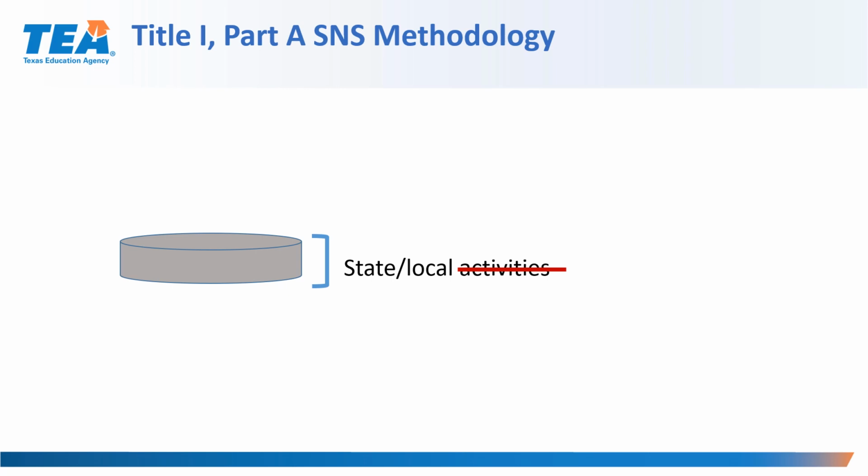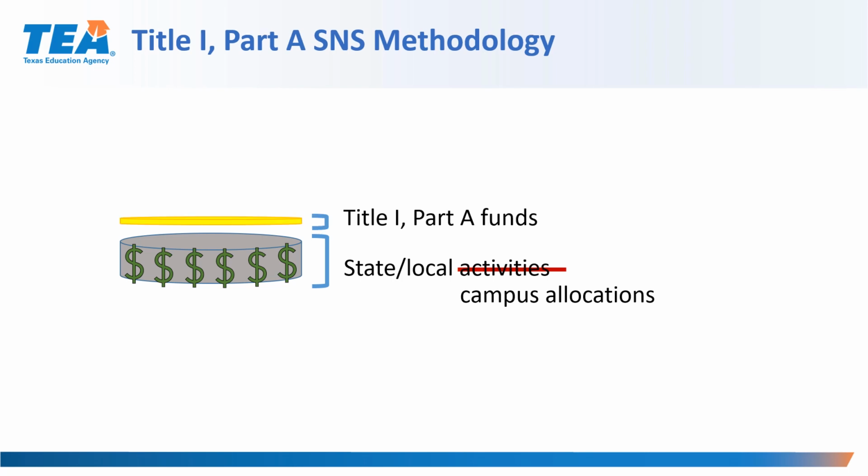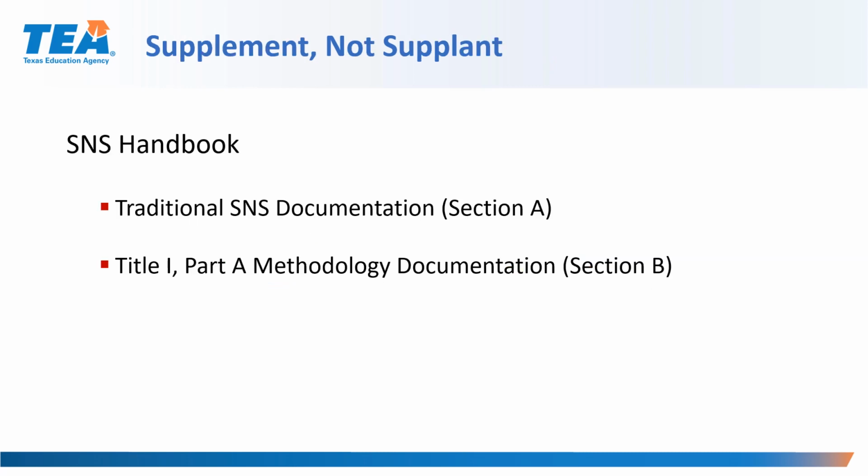For Title I Part A and Title I School Improvement, once the LEA has documented how it allocates its state and local funds to campuses, any Title I Part A or Title I School Improvement funds that are allocated to those campuses are considered to be supplemental. The Supplement Not Supplant Handbook discusses both the traditional SNS documentation in Section A and the Title I Part A methodology documentation in Section B.